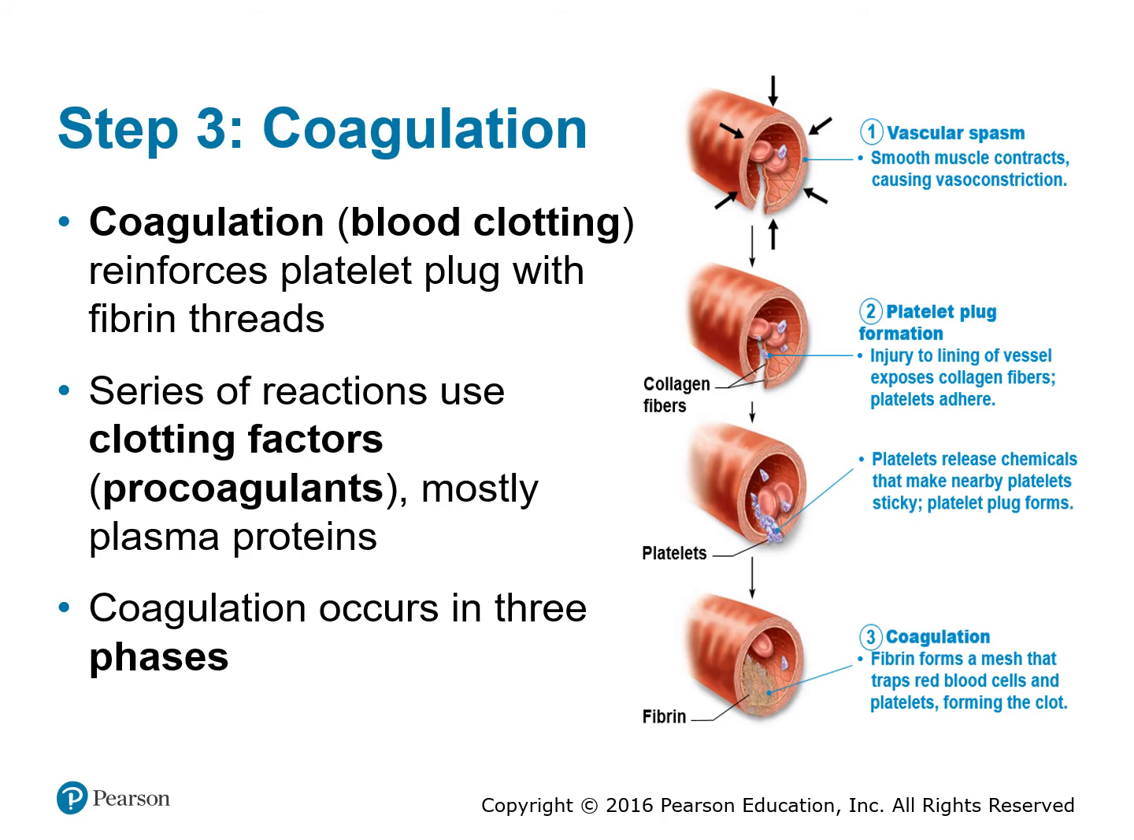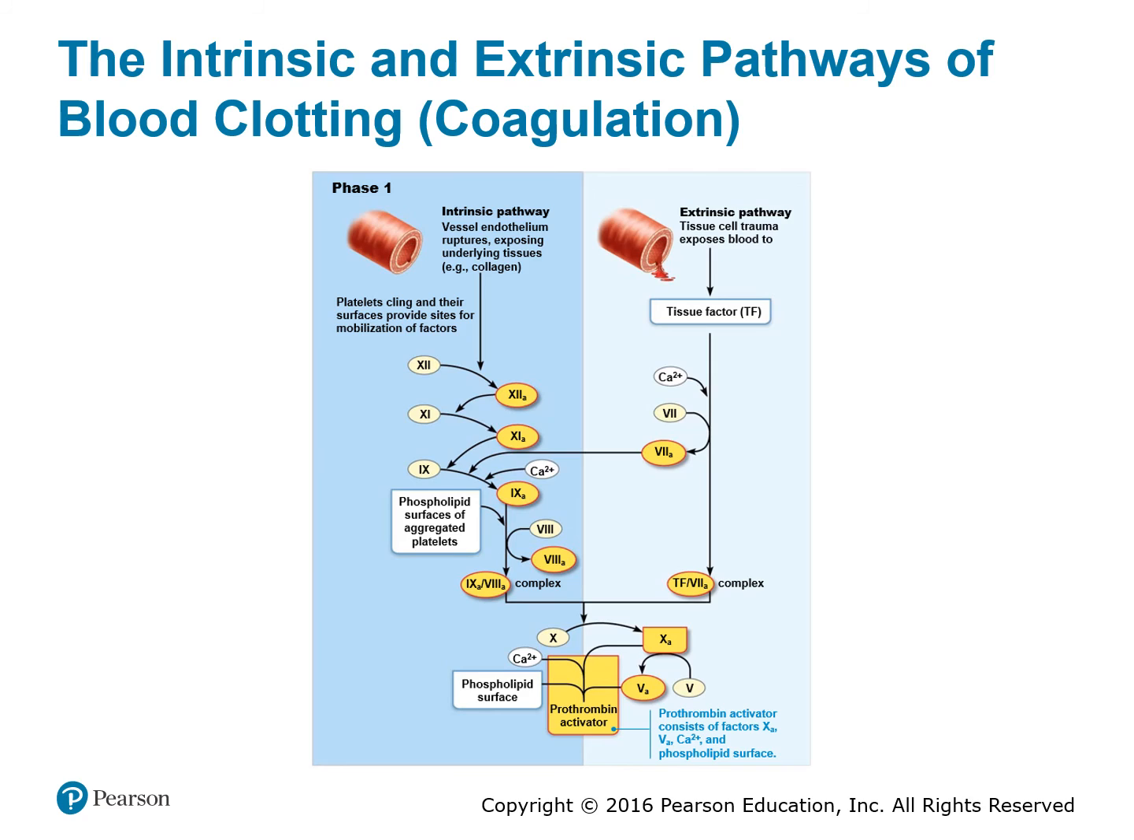There's a series of reactions that use clotting factors known as procoagulants, which are mostly plasma proteins. They're numbered 1 to 13 in the order in which they were discovered. Please note that vitamin K is needed to synthesize 4 of these factors. Now we're going to talk about the 3 distinct phases of coagulation.